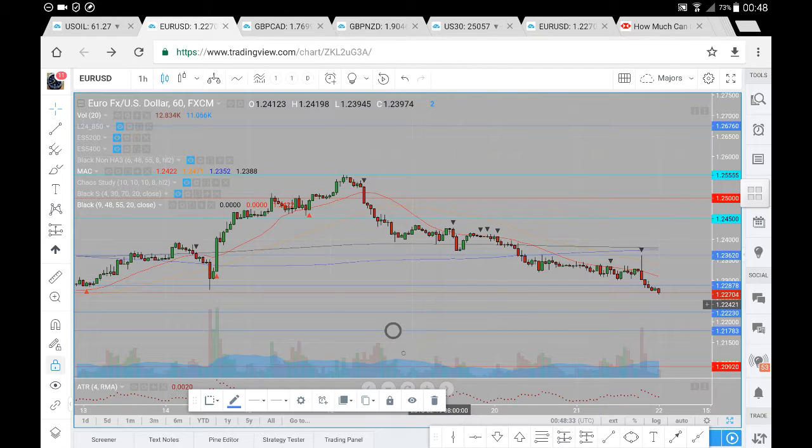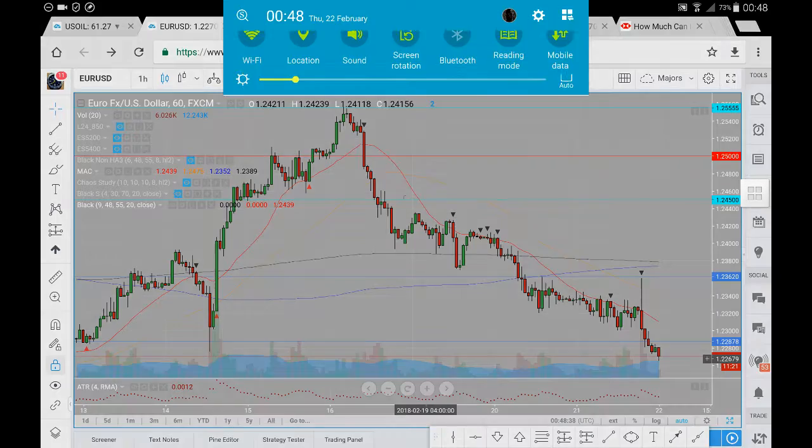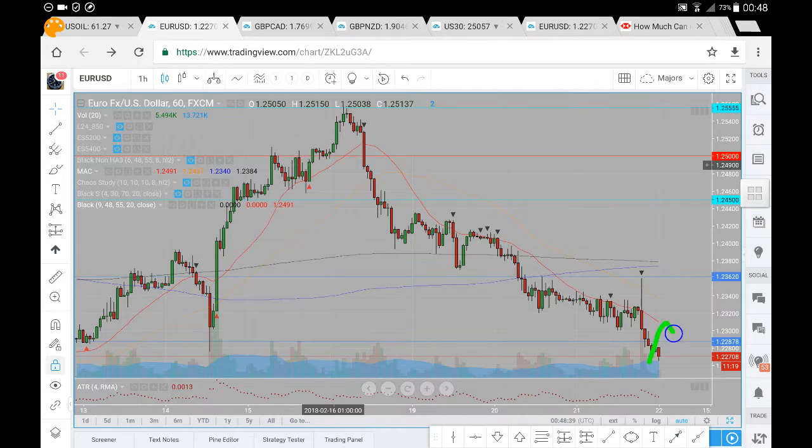Now, if we just say we do turn around from where we are at present, and we do break and hold this 22.78 again, I wouldn't anticipate prices moving much beyond, say, the 23.80, as we do have the added confluence of the horizontal level as well as the 200 and 400 period moving average.